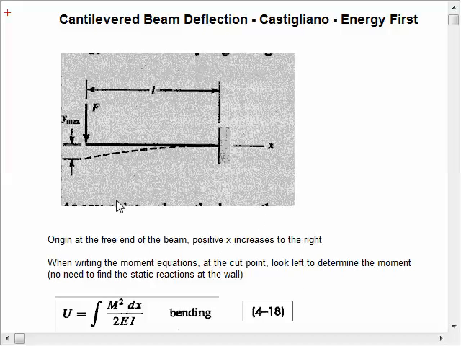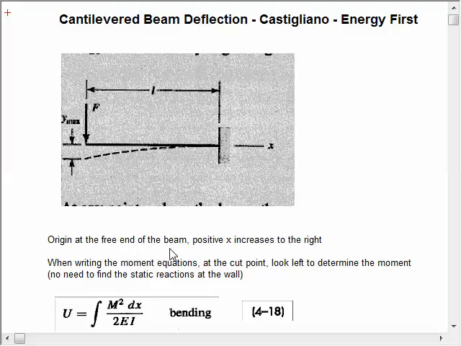Okay, and at any point where I'm going to want to write an equation for the moment, let's say I make a cut right here in the middle of the beam, I have the option when I make the cut and write the moment equation of looking left and getting the moment due to F, or I can instead look right, but then I would have to do the statics and understand what this shear force at the wall is and what the moment at the wall is. For that reason, I plan, when I make my cut, to always look left, which means I never will be looking right, and I'll never have to actually do this statics right here.